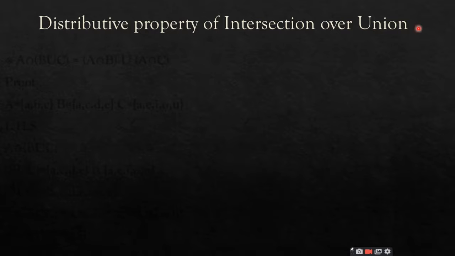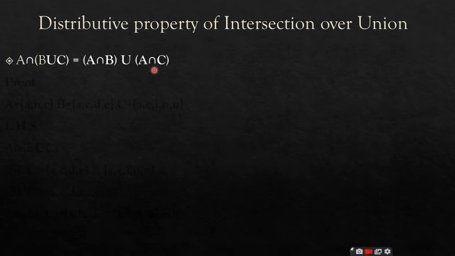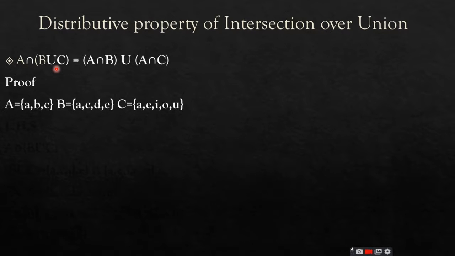Now let's find the distributive property of intersection over union. This property states that A intersection (B union C) is equal to (A intersection B) union (A intersection C). Similarly, first we have to find the left hand side, and again for this we have three sets, set A, set B and set C. So first we prove the left hand side, which is A intersection (B union C). In this statement B and C are in a group, which means that first we have to find B union C.